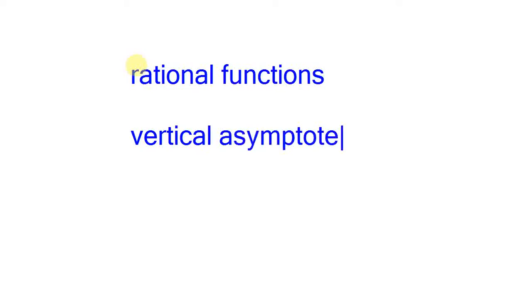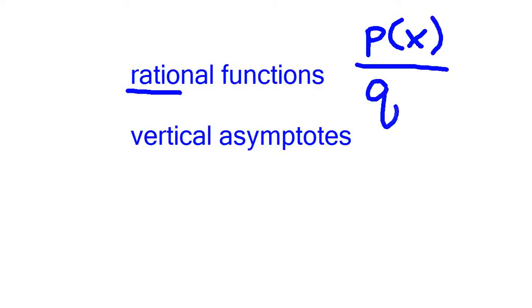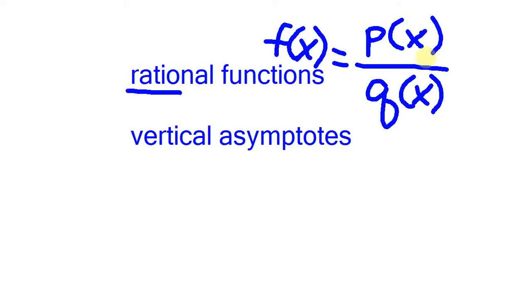rational functions, and in particular, vertical asymptotes. Okay, well, what is a rational function? Well, it's important to note that rational functions themselves are not polynomials, but they are ratios of polynomials, as in when you have a polynomial p of x over another polynomial q of x. That would be an example where, say, your rational function f of x equals a polynomial in the numerator and a polynomial in the denominator.